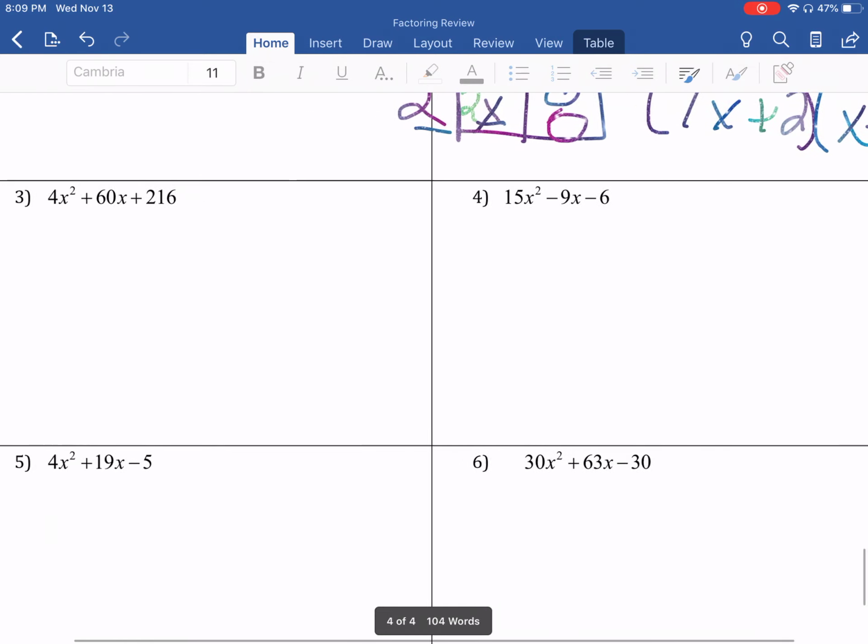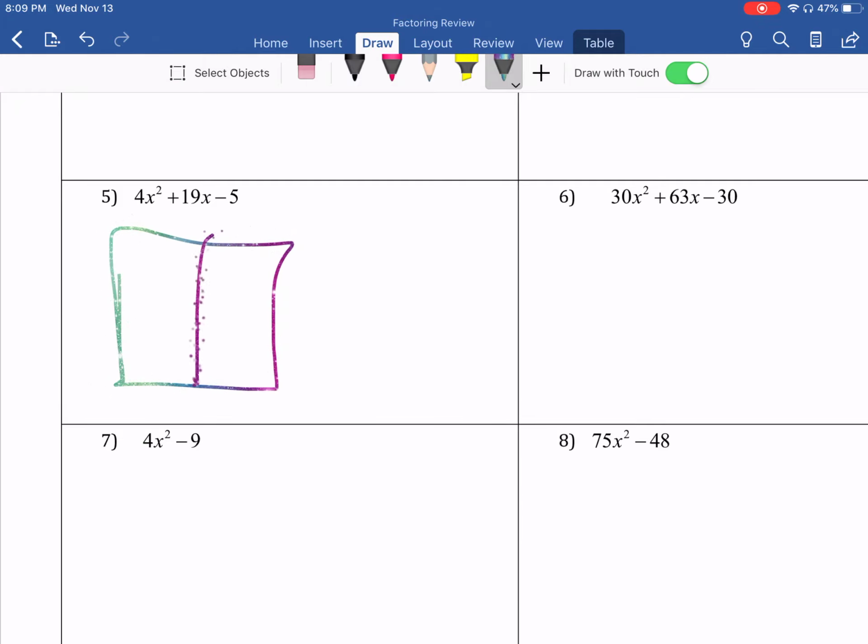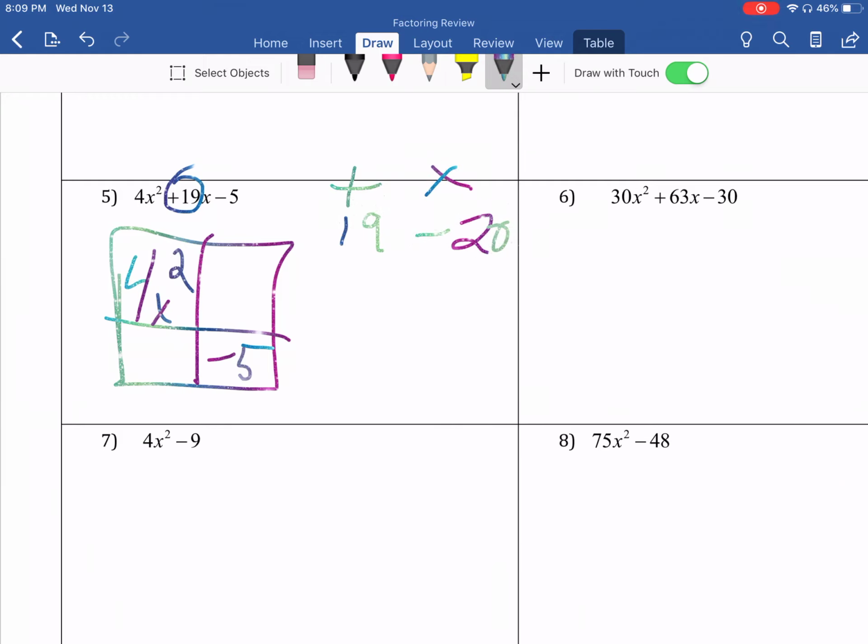Okay, so we do the same thing. I do my box, all right, all my sparkles and everything. I have 4x squared and negative 5. I am looking for two numbers. They have to add to be my 19, and they have to multiply to be negative 20. When you have numbers that close, there's usually a 1 involved. So negative 20 times positive 1 would give me negative 19, but positive 20 times negative 1 gives me positive 19. So I put my 20x here, my negative 1x here.